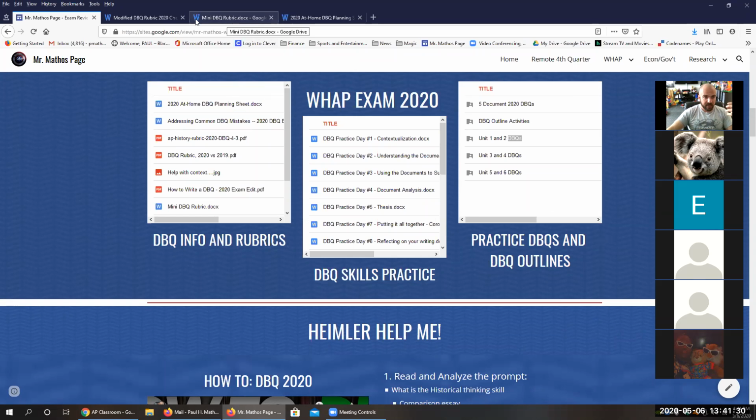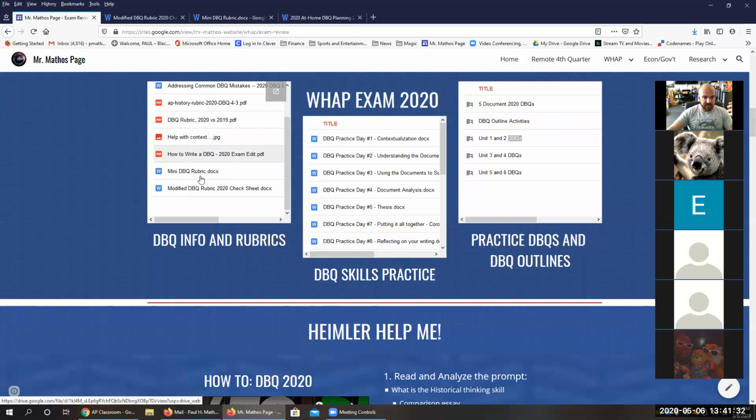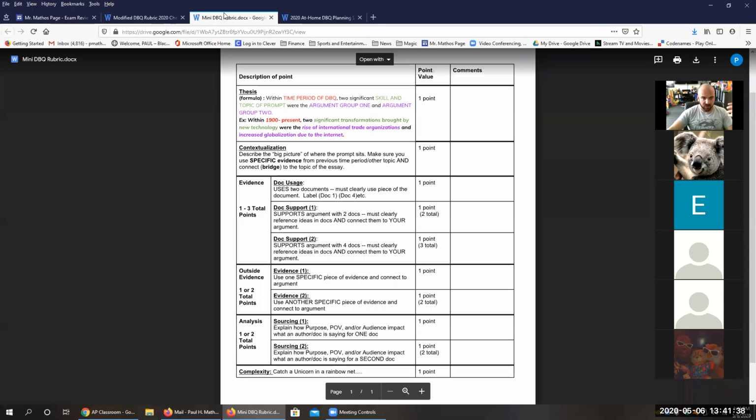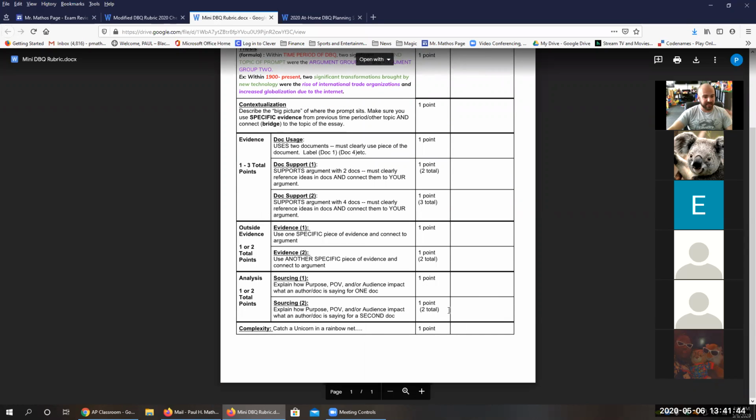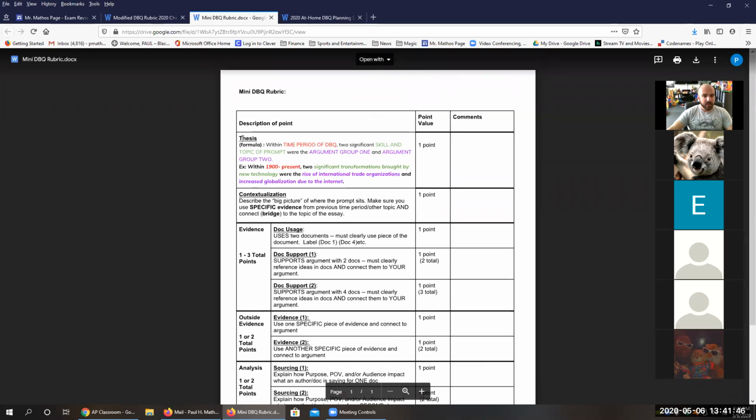So to do that, I'm going to open up the mini DBQ and modified DBQ. These are my two favorite ones. I don't care which one you use, but it does allow you to see everything super easy. So just looking at it like this, remember, this is out of 10 points. There's no way you do well on this without a good thesis. So you have to do it.